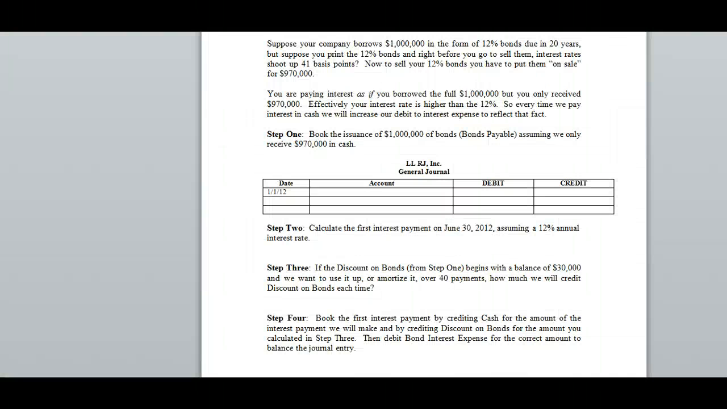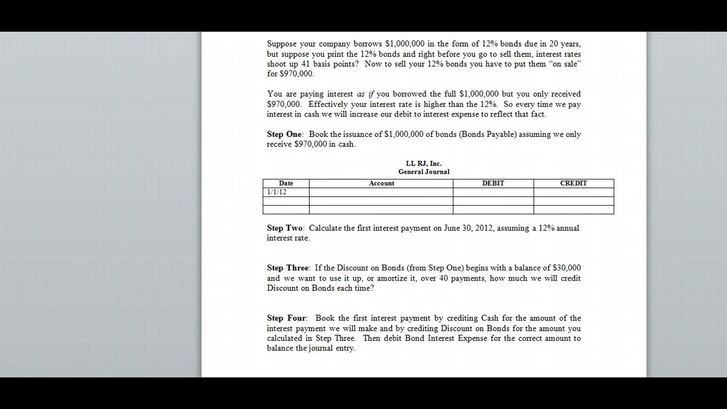Of course, in real life, we don't just have one interest payment. We have several, and what we'll do is amortize that discount on bonds each time we make an interest payment. And if we're using the straight line method, it's really simple arithmetic. So let's do a little bit more complicated example. Suppose your company borrows $1 million in the form of 12% bonds due in 20 years. Bonds usually pay interest semi-annually. But suppose you print the 12% bonds, and right before you go to sell them, interest rates shoot up 41 basis points.